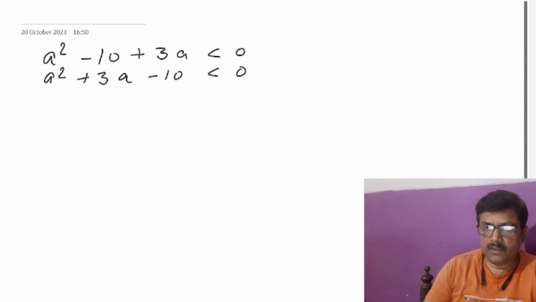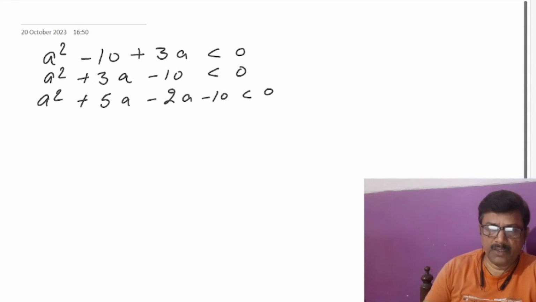Okay, so factorize this quadratic: the product is 10 and the difference is 3. Tell me two numbers whose product is 10. The numbers are 5 and 2. So a square plus 5a minus 2a minus 10 less than 0. Now a is common, so a plus 5; a plus 5 is common, okay, less than 0.